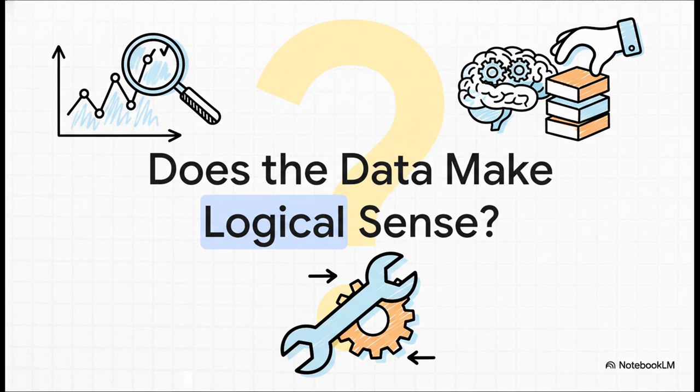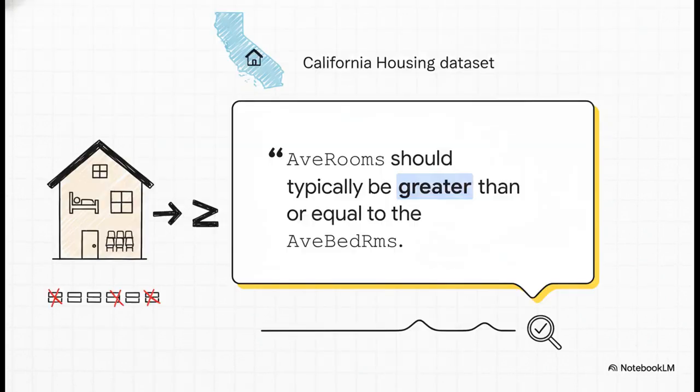This next check is where you have to put on your detective hat. The data might be technically clean, no nulls, no duplicates, but does it actually make sense in the real world? It's time for a sanity check. And this is a brilliant example using the California housing dataset. It's just plain logic that a house can't have fewer total rooms than it has bedrooms, right? Well, we can write a single, simple line of code to find any rows in our data that violate that fundamental rule.